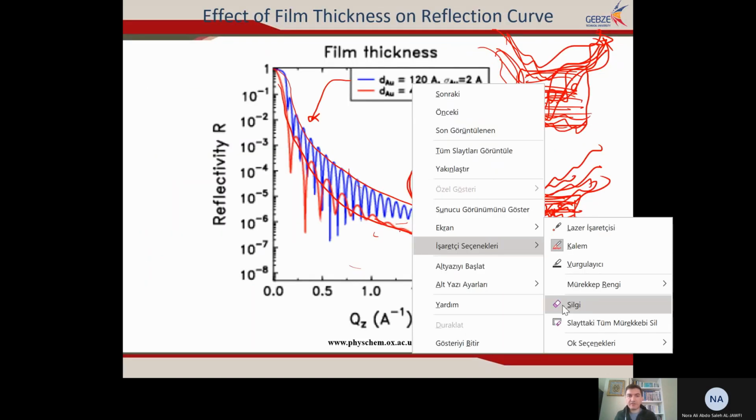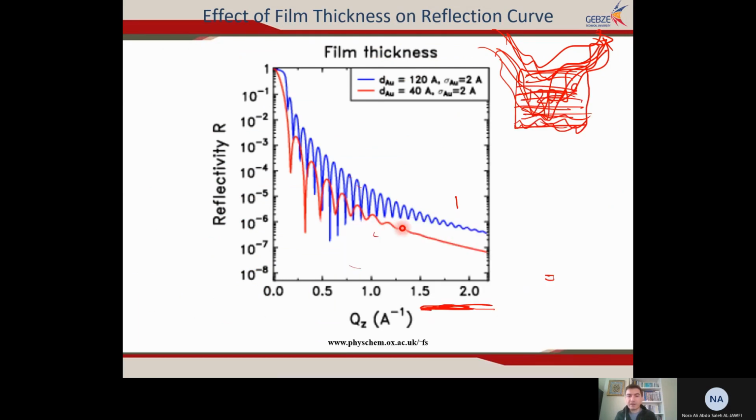You asked me this question: why do these oscillations disappear earlier in the case of this one? Look at the amplitude of the oscillations in the blue one. In the blue one, we have huge amplitude of the oscillations, and this amplitude decreases with the angle. And look at the red one, we have huge oscillations at lower angles, and the amplitude of the oscillations disappears at higher angles. This is due to the effect of the roughness.